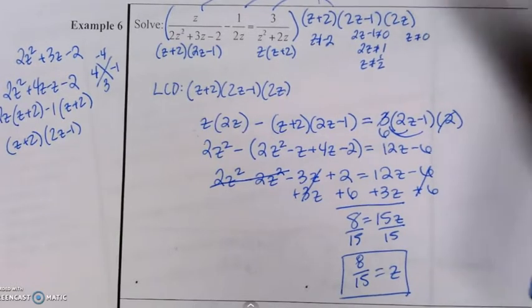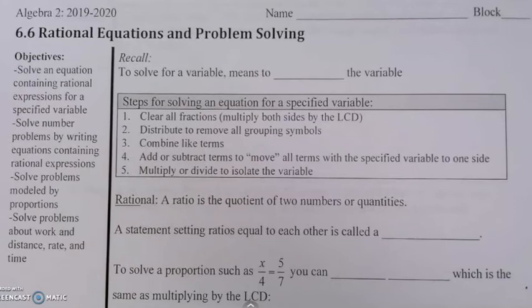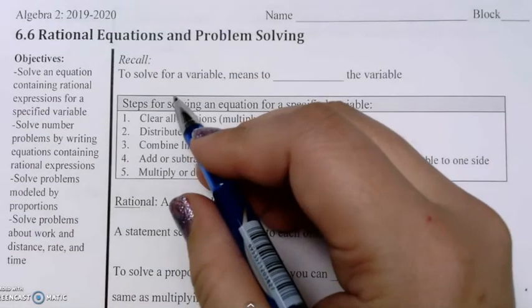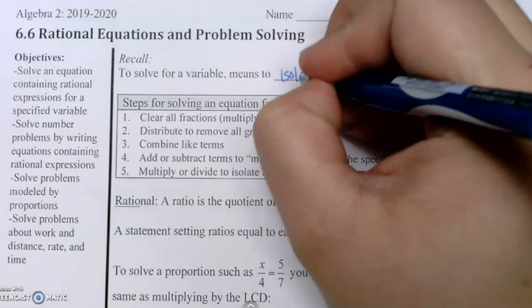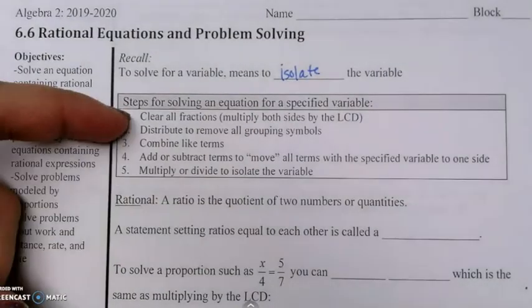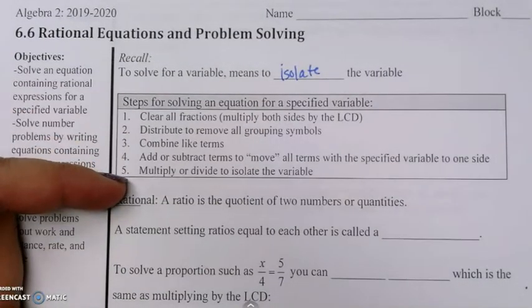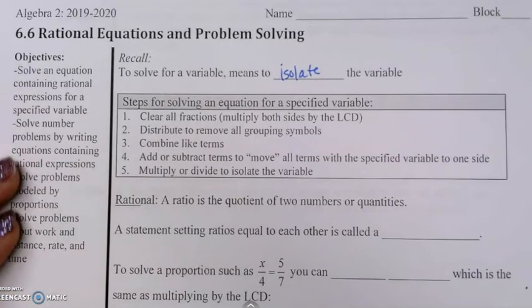the new packet. Okay, 6.6, we're looking at rational equations and problem solving. So we're using what we just reviewed from 6.5, equation solving, and then also looking at that with word problems. So remember, solving for a variable means to isolate the variable. These are the steps that we've been using to isolate that variable, so they're written out again for you.